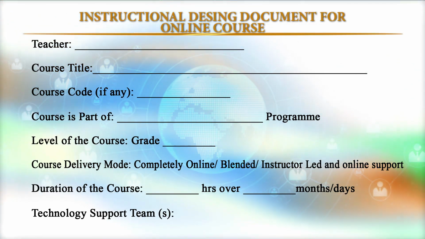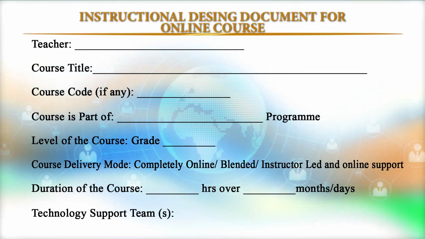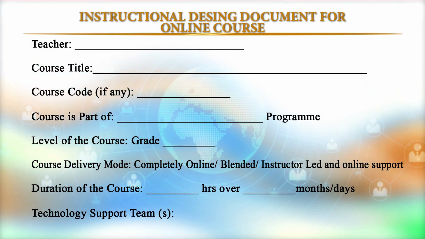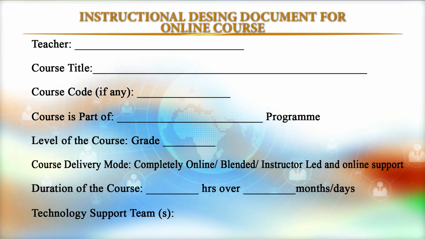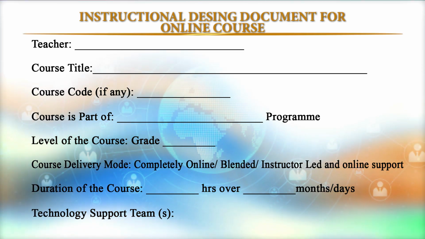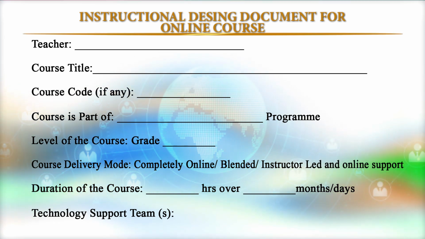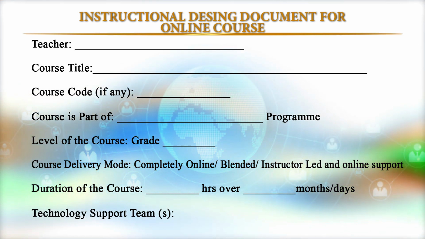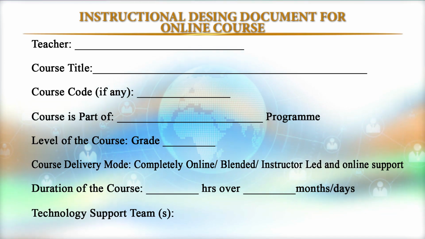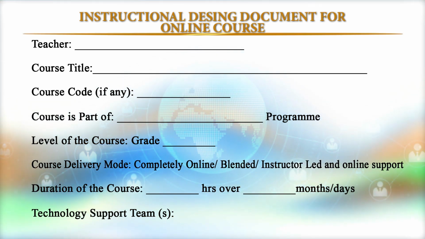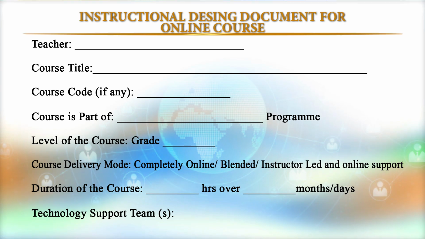One is the teacher, that is, you are going to develop the course based on the experience you have and the material you have read in block 1 to block 5. Then you have to prepare this document, and the course title. Based on your choice within your discipline, you have to select a course title, and if you have a course code, that is a short code, you can give it here.